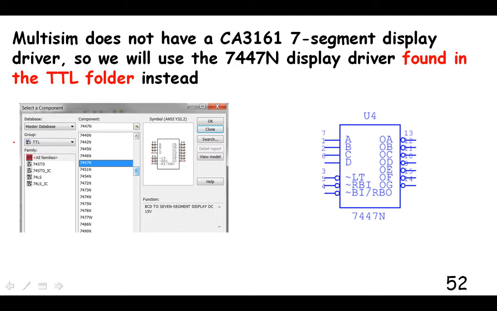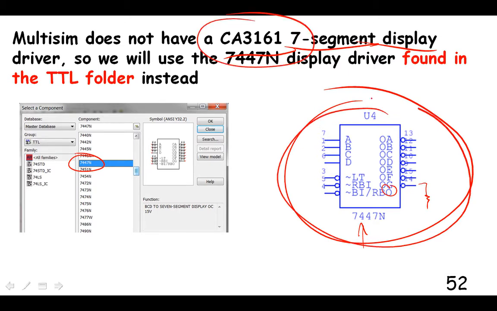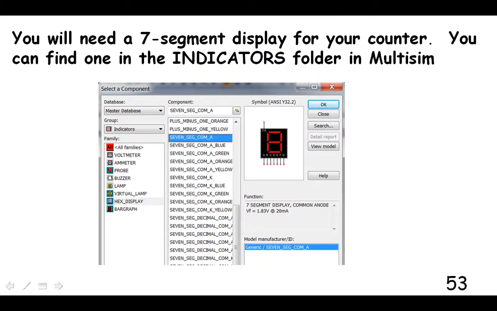Multisim does not have a 3161 7-segment display driver. So we're going to use the 7447 instead, which works the same way essentially as far as you're concerned. In real life, if you were using a 7447, you would have to have resistors to limit the current through the diodes. The display driver of the 3161 has those resistors built in. This one doesn't, but Multisim doesn't care. So in real life you would need those resistors, but not in the Multisim world.